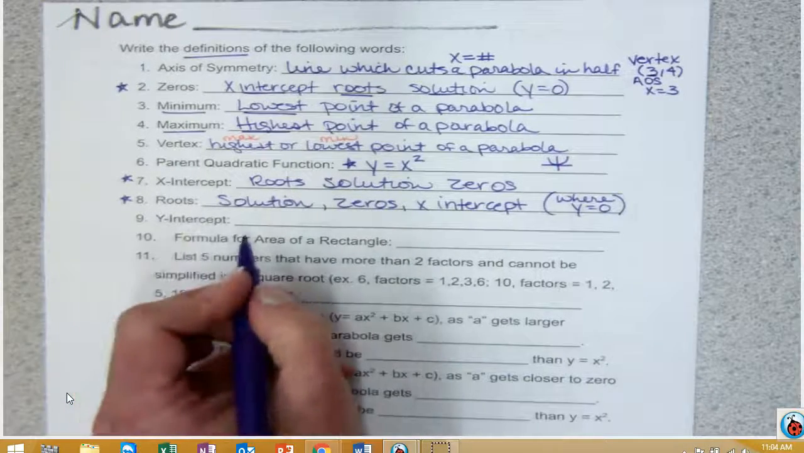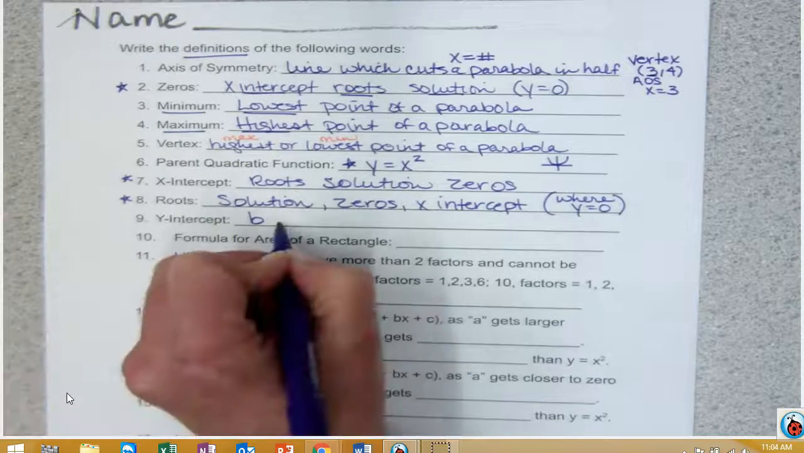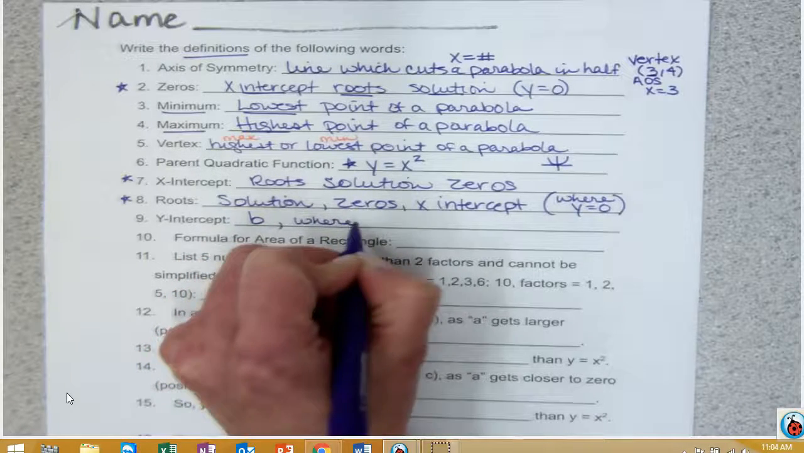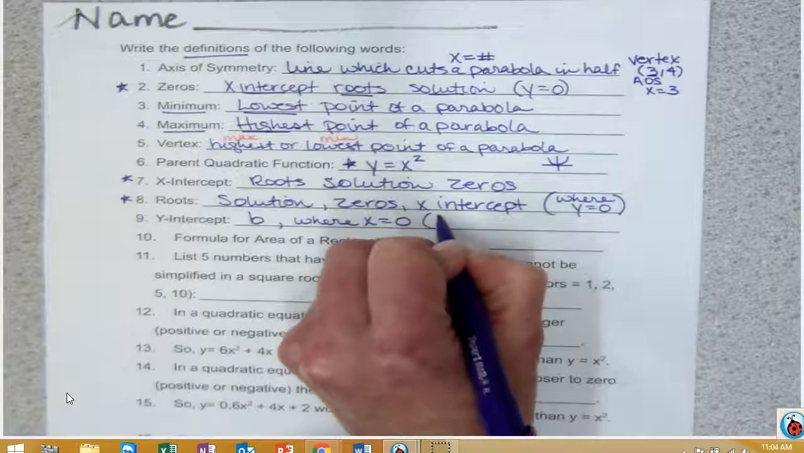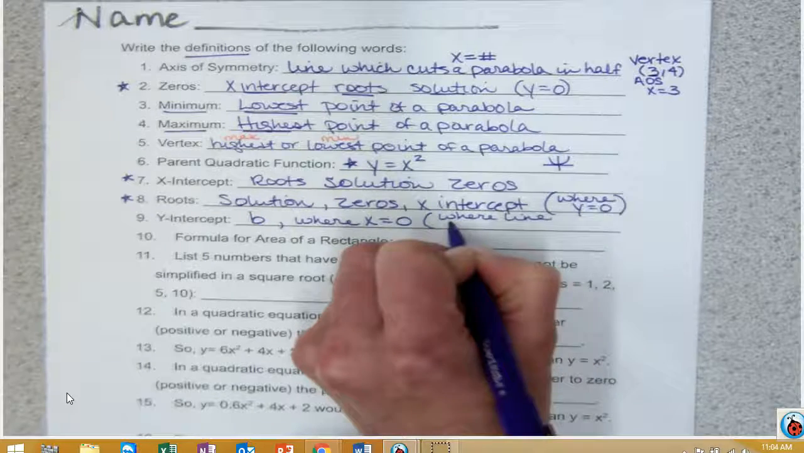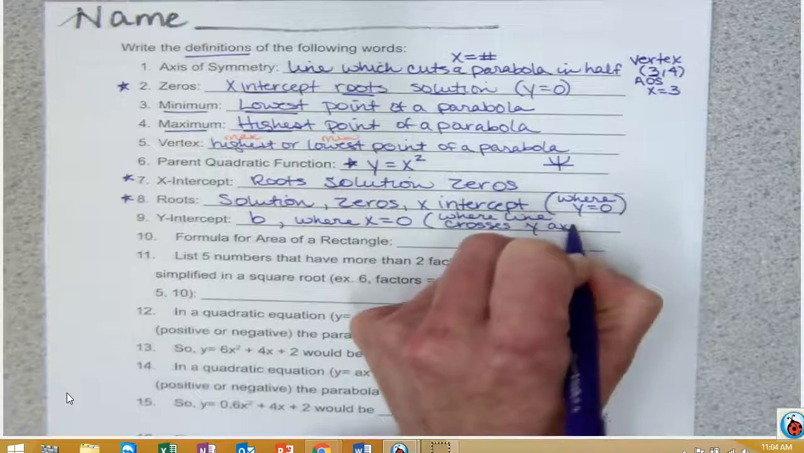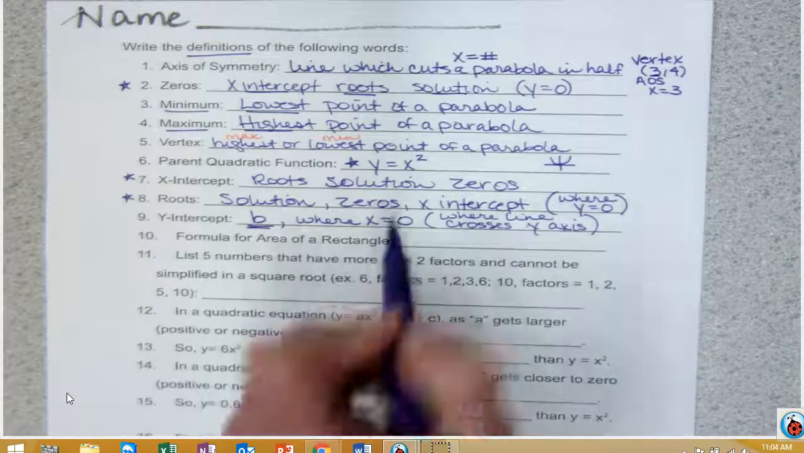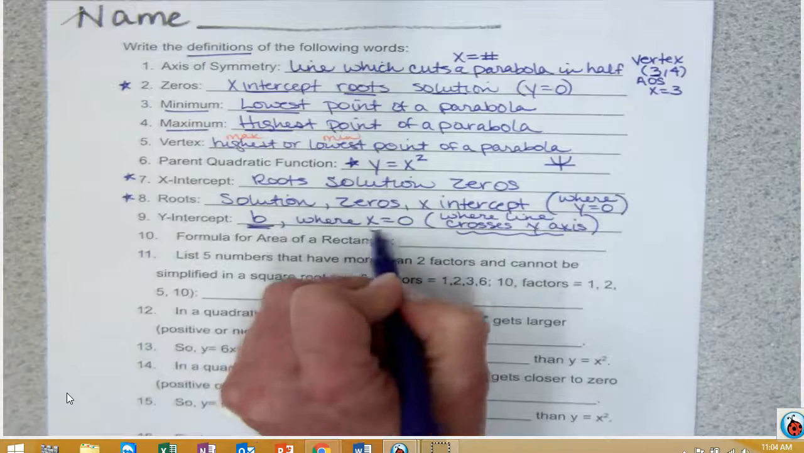Your y-intercept, that is your b value, where x equals 0. So it's basically where the line crosses the y-axis. But your b is what we're looking for. But you need to understand that's where it crosses the y-axis and when x is equal to 0.